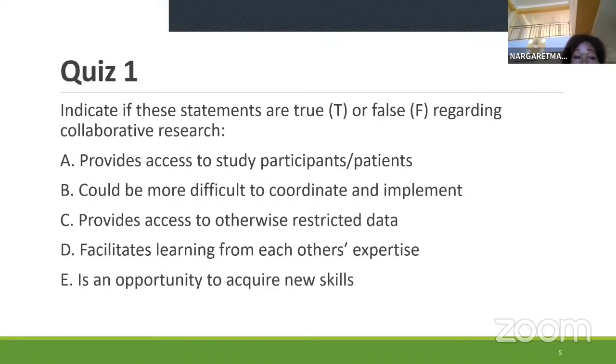A, collaborative research provides access to study participants / patients. B, it could be more difficult to coordinate and implement. C, it provides access to otherwise restricted data. Then D, it facilitates learning from each other's expertise. Collaborative research, lastly, is an opportunity to acquire new skills.